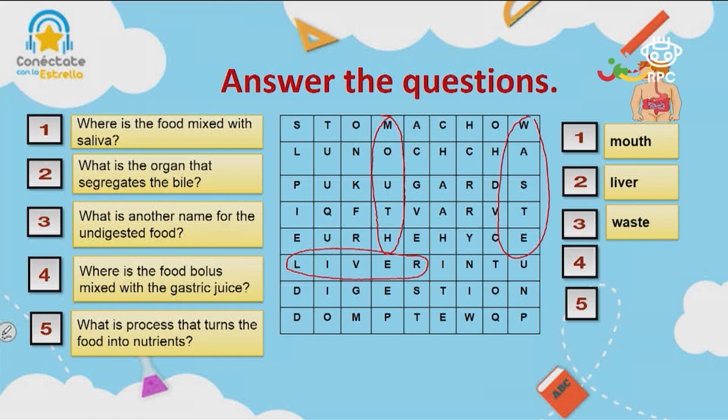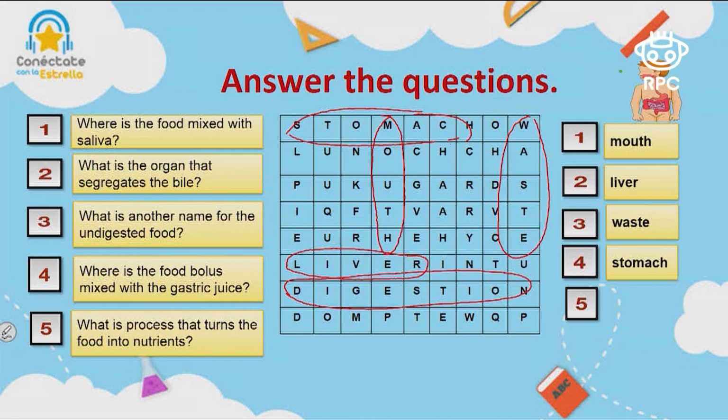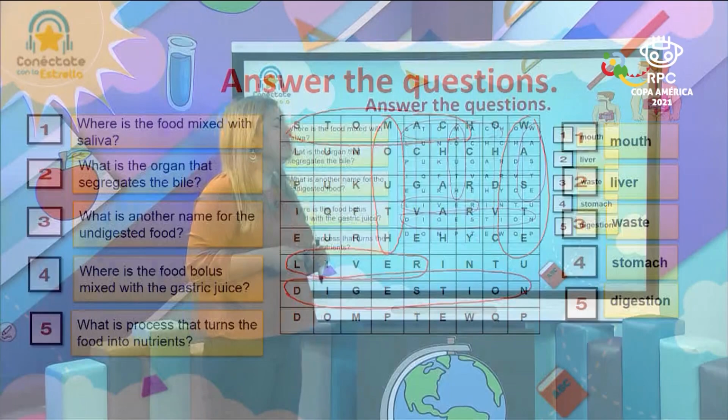And then the number 4, where is the food bolus mixed with the gastric juice? Where? It's in the stomach. So here we have it, stomach. Okay, here we are. And the number 5, what is the process that turns the food into nutrients? What are we talking about? We are talking about digestion. This is the process that turns the food into nutrients. Okay, here we are. Then we have mouth, liver, waste, stomach, and digestion.